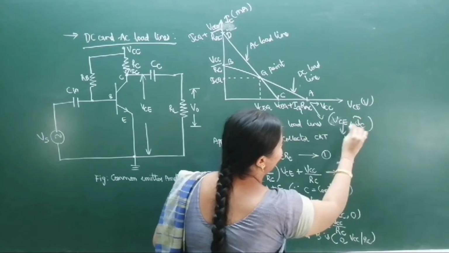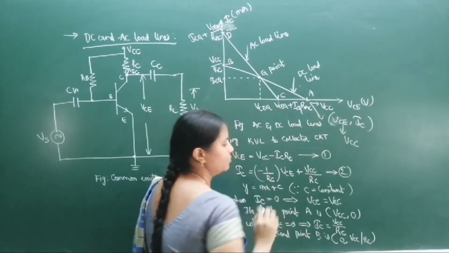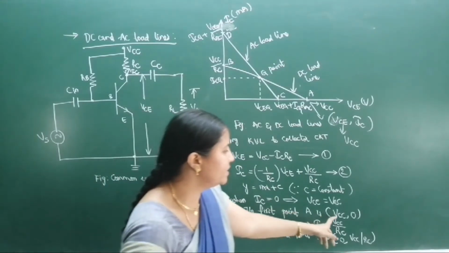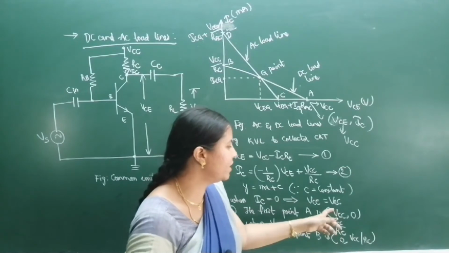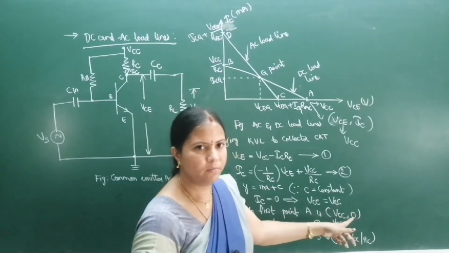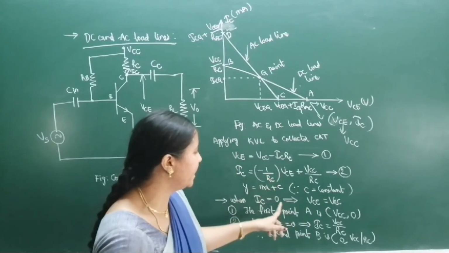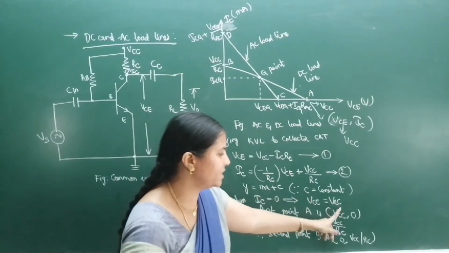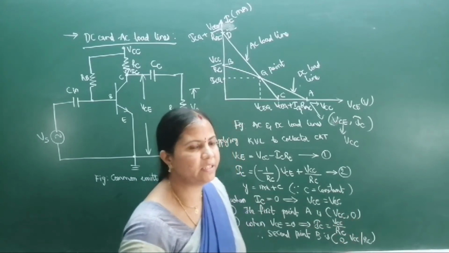You are getting VCE value as VCC. That's why I am placing the A value as VCC. So the first point is nothing but VCC comma 0, that is, IC equal to 0. Actually it is VCE comma IC. So when we are placing IC equal to 0, what is the value of VCE? We are getting VCE as VCC. That's why the point A is nothing but VCC comma 0, where 0 is IC equal to 0.